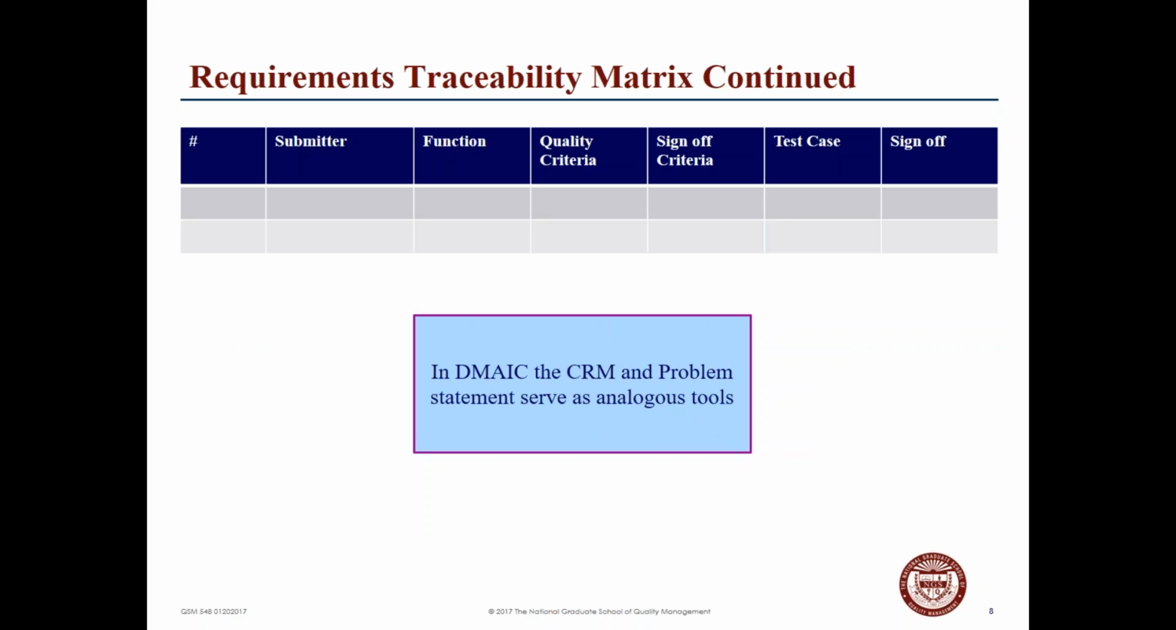And looking at requirements for traceability, you want to look at the number, who submitted it, what's the function, who's signing off. Again, we're looking at the ways in which, what is the criteria and who is signing off on this.